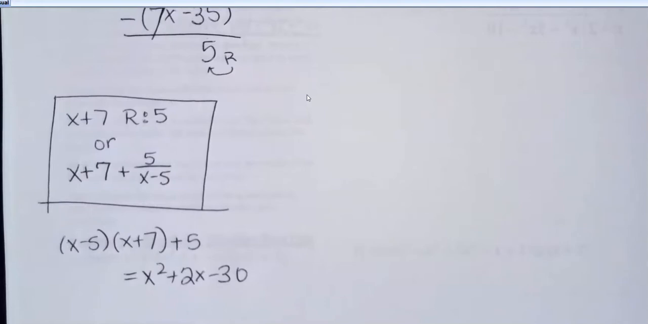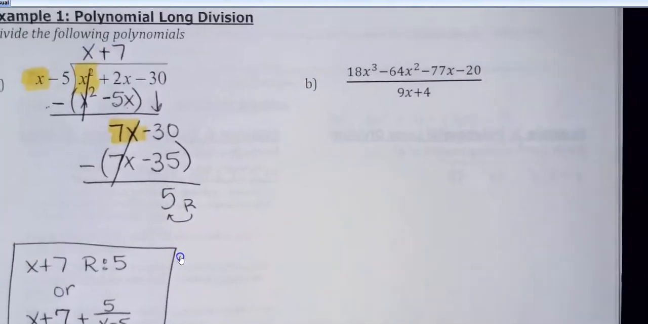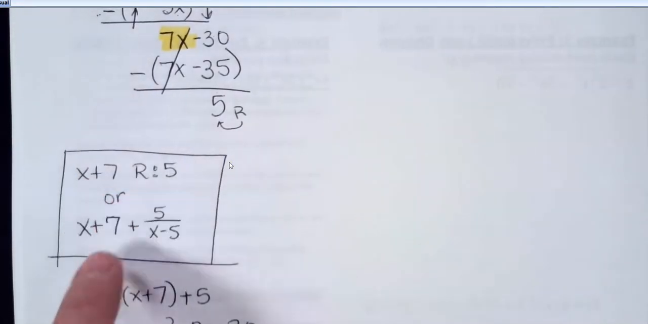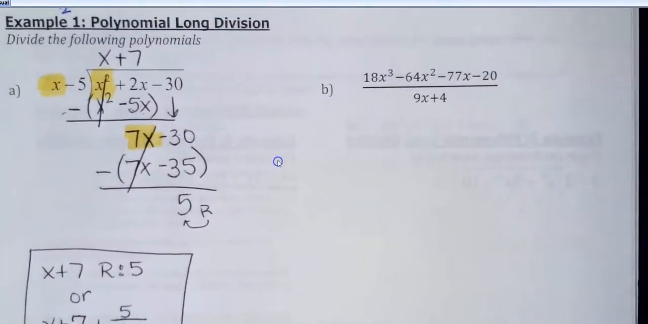If you have a remainder, it's not a factor. So like this doesn't divide in evenly. It's not a factor, but I can still do the division. Is anybody having a question? Okay, let me switch this down. You don't have to write all that garbage out. I just want either x plus 7 remainder 5 or x plus 7 with the remainder 5 over x minus 5. Then you're good.